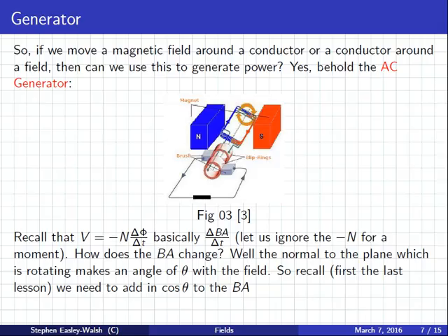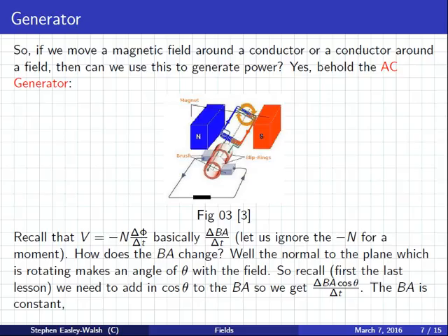So we just add in a cos theta, that's how the BA changes. So we get this formula: instead of BA, we have BA cos theta. But how does the cos theta change? In other words, the BA is constant. How does the cos theta change? What is delta cos theta over delta t?